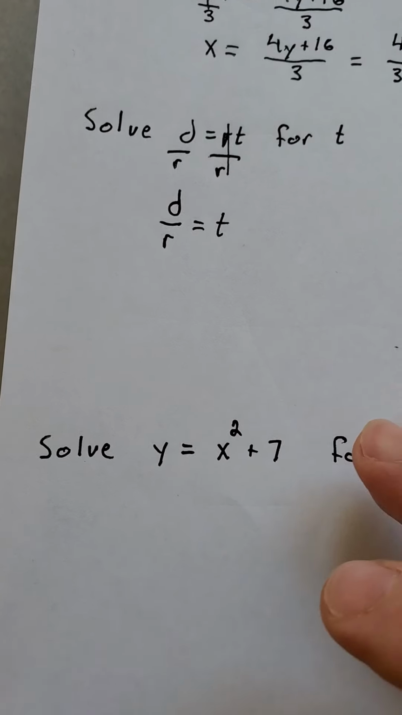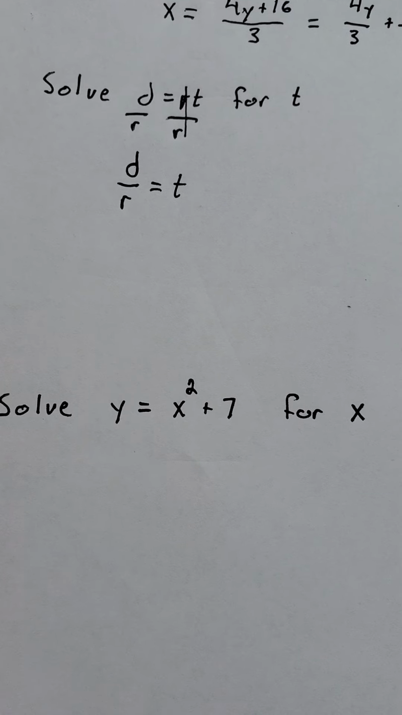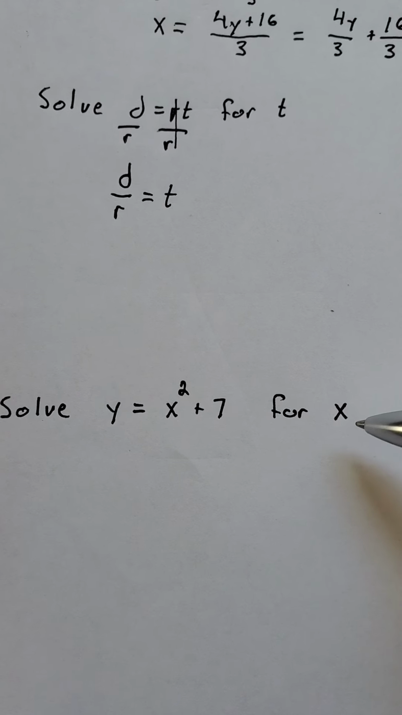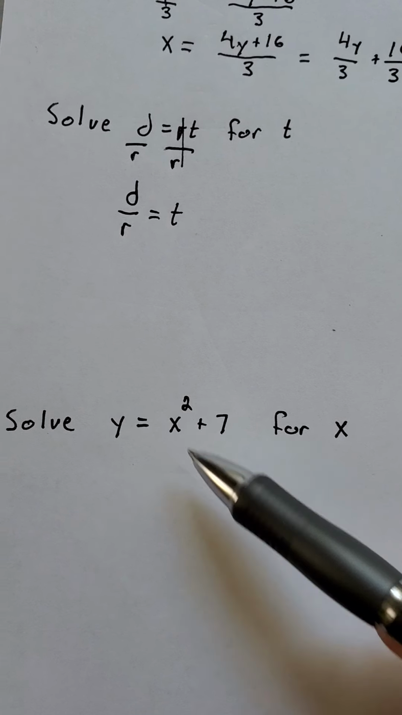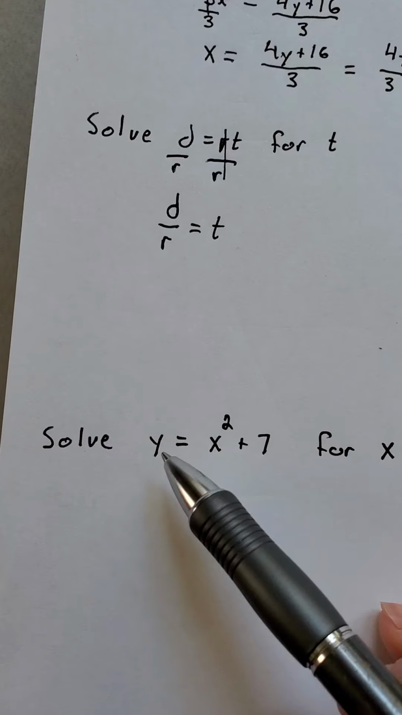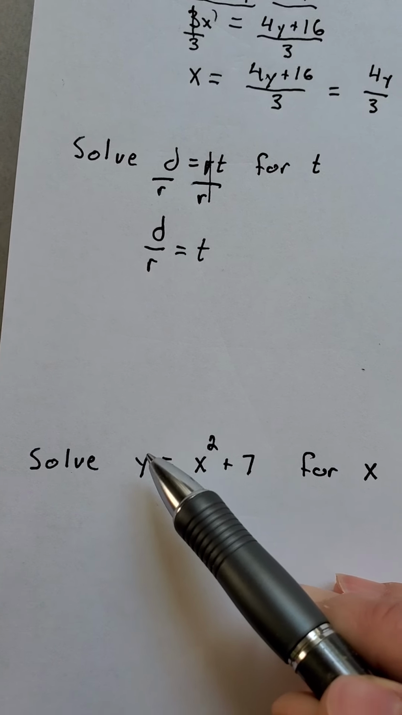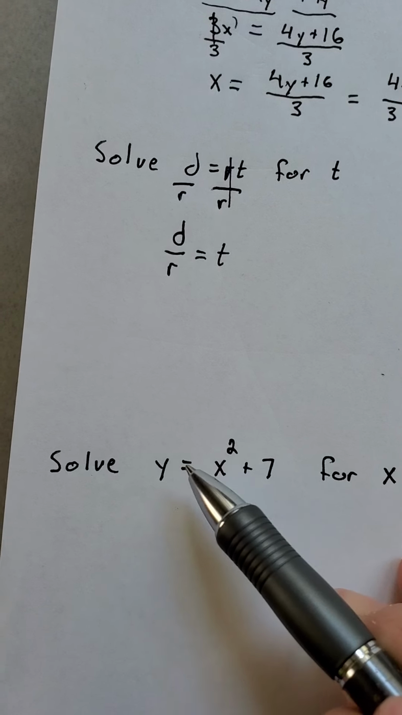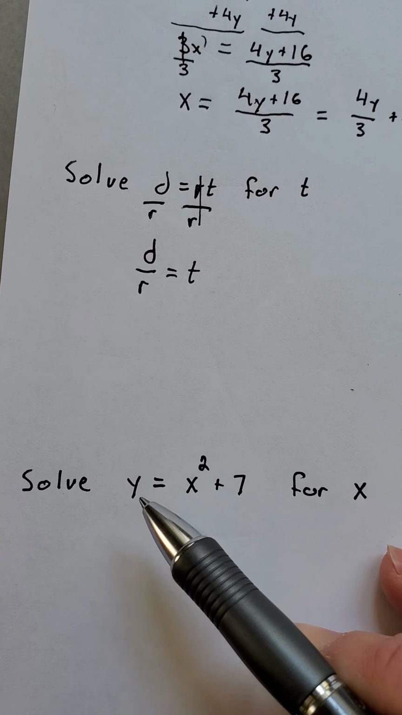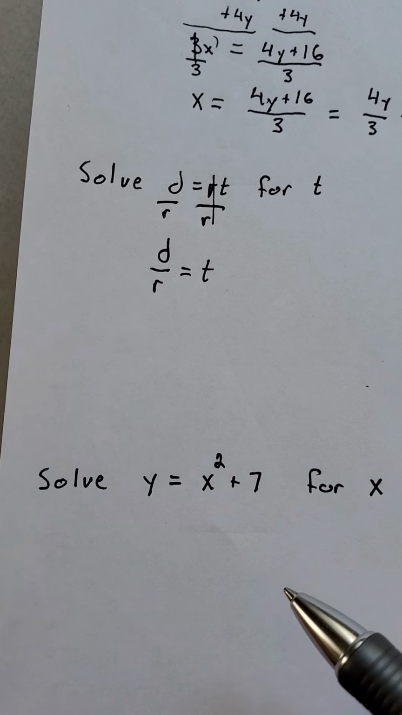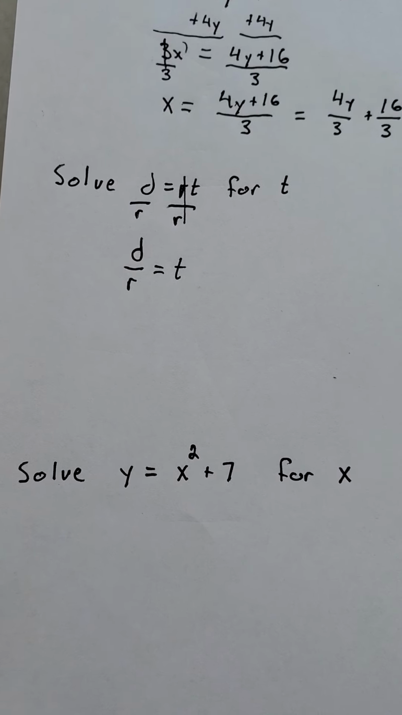Okay, let me show you another one here. Here we have another equation where we have y is equal to x squared plus 7, and we want to solve for x. So we want this x to be all by itself. Just coincidentally, this equation is already solved for y, because y is by itself, and there's no y's over here. However, the problem says we want to solve for x, so we need to have x equals something.